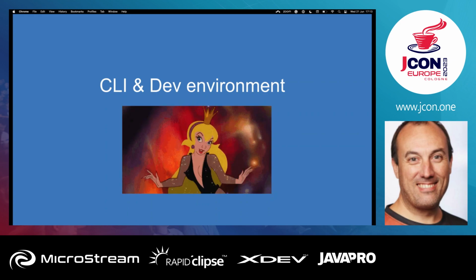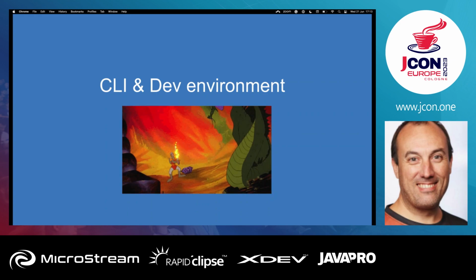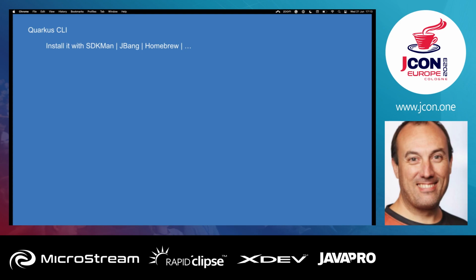So let's see what it is, the command line interface and development environment. We can install Quarkus with SDKMAN, JBang, Homebrew, or other tools. I use SDKMAN because it's easy for me to maintain different Java versions, but you can use several. With this command line, you can create applications directly: Quarkus create app, that's it. It will create all the skeleton and all the things that you need. You can create applications, command line applications, or even extensions.